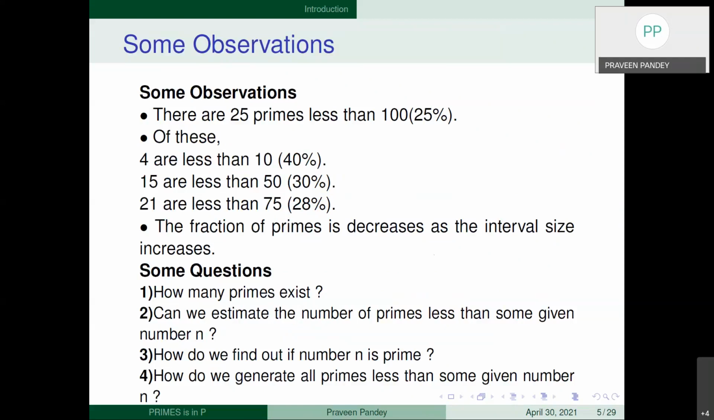There are a few questions that come to mind, and these four questions reflect the overall mathematical advancement that has happened in number theory. First, how many primes exist? Second, can we estimate the number of primes less than some given number n? Third, how do we find out if a number n is prime? And fourth, how do we generate all primes less than some given number n? I will be sticking to these questions for my presentation.